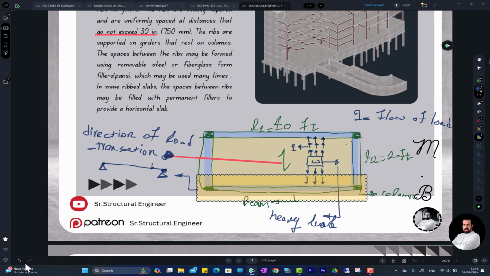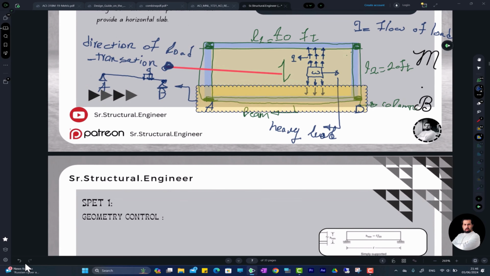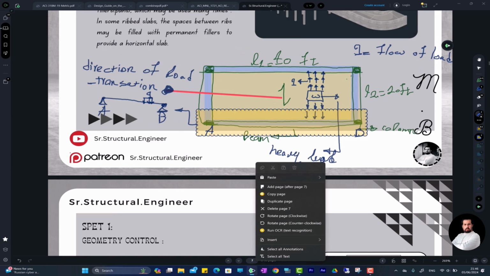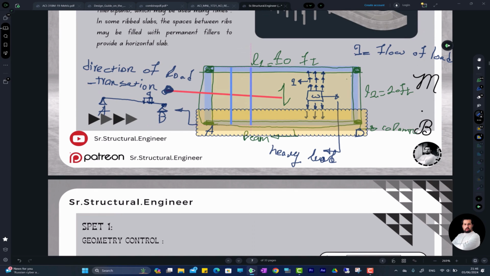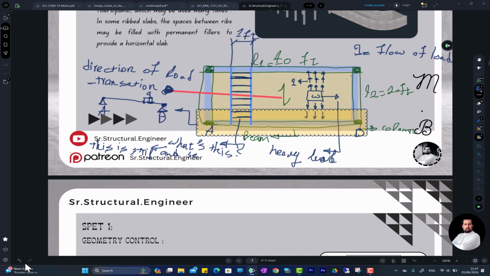Therefore, in order to analyze and design a concrete slab, we first separate 1 foot from it and analyze and design it. At this time, the concept of the load chain was complete. Now we start loading, analysis of the slab, and design of the slab.